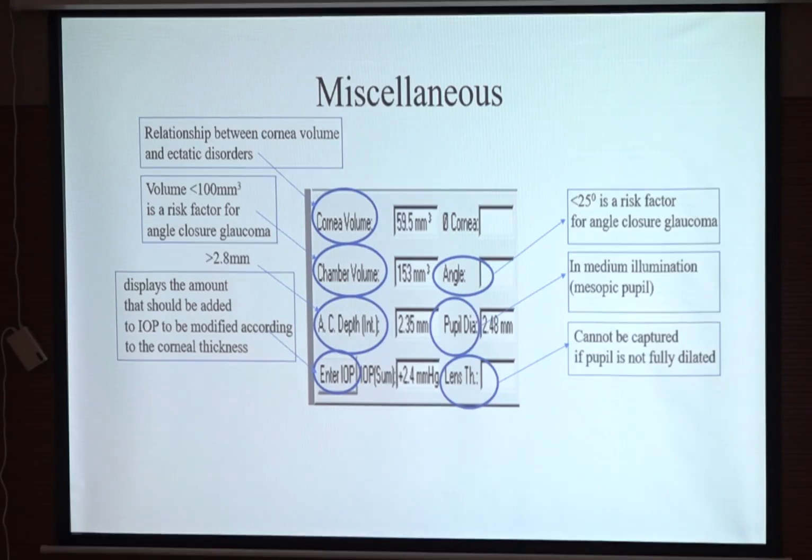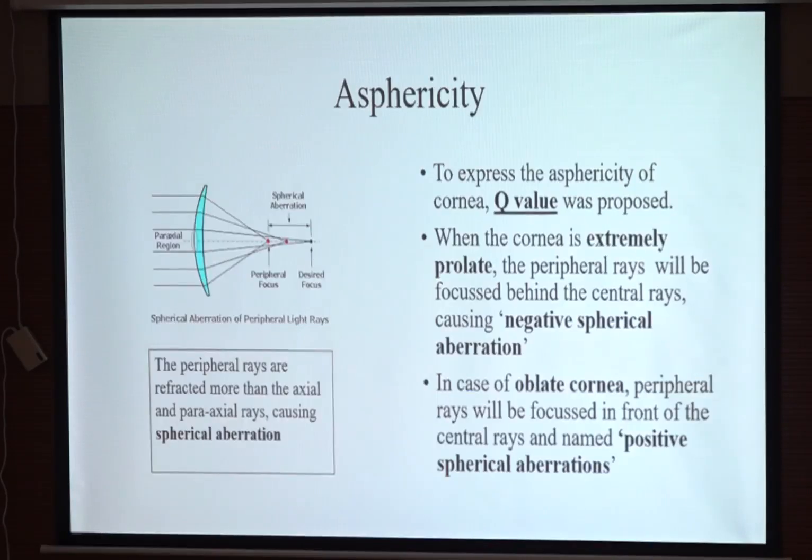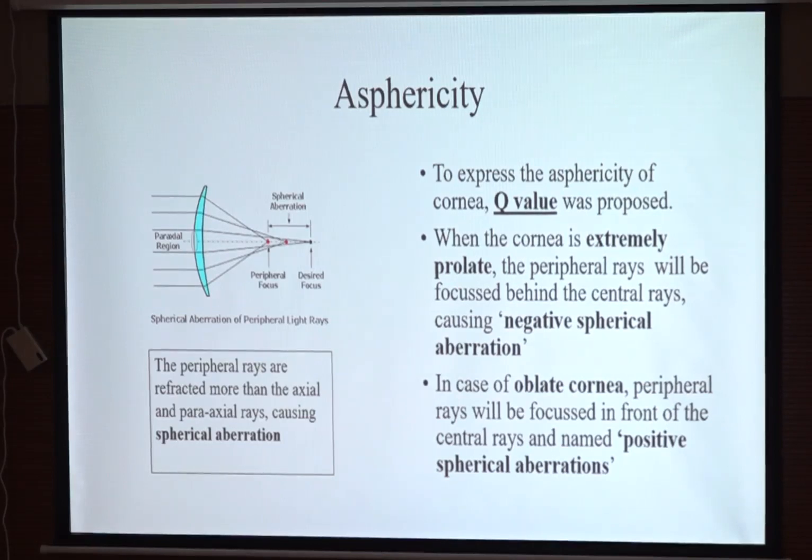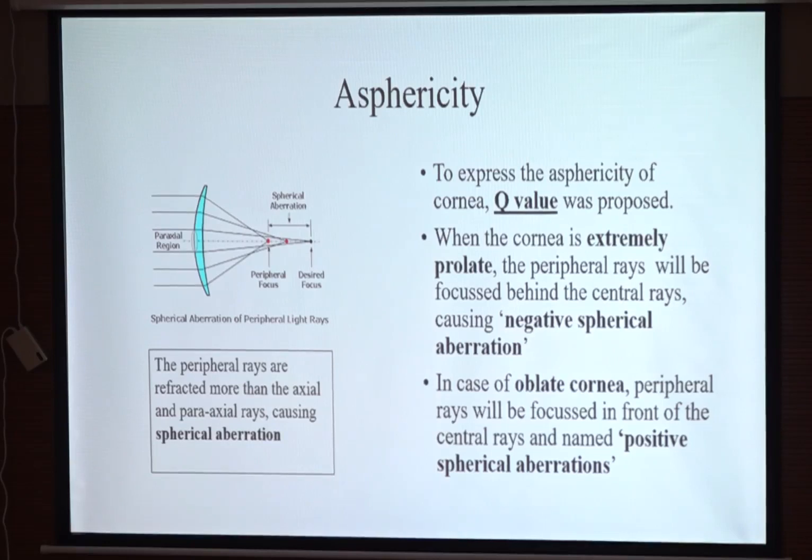So as we have discussed the Q value, which was depicting your asphericity. When the cornea is extremely prolate, normally the cornea is prolate in shape as you all know, but if it is extremely prolate, the peripheral rays will be focused behind the central rays, which causes a negative spherical aberration. Whereas in a case of an oblate cornea, the peripheral rays will be focused in front of the central rays, which is known as the positive spherical aberration. What you need to remember is that your Q value normally should be less than -0.5.